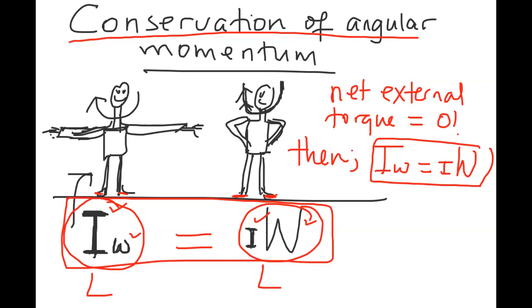I want you to be careful there. The L is the same in these cases. What is different is the I's and the omegas. When I is small, omega has to be larger, right? So that's what you're seeing here.